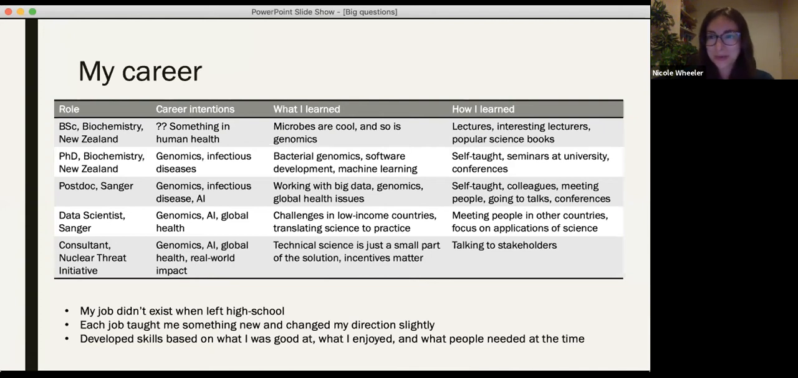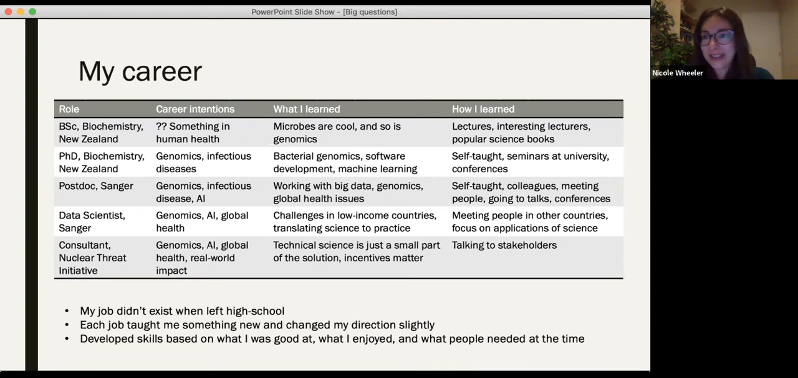So maybe some take homes from my career so far. A bioinformatician career path didn't exist at my university when I left high school. We didn't have any data science career paths either. So I couldn't really have planned ahead for the career that I've ended up in. Each job that I've had has taught me something a bit new and changed my direction in my career a little bit. And the way I sort of meandered through my career so far is to develop skills based on what I seem to be good at, what I thought was really interesting and what I enjoyed, and also what people needed at the time.